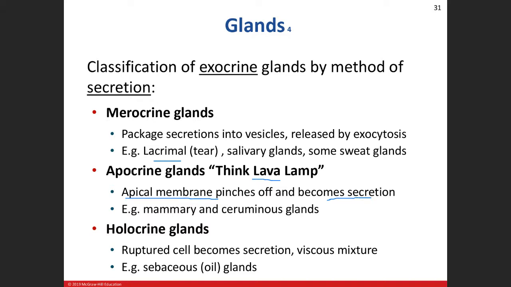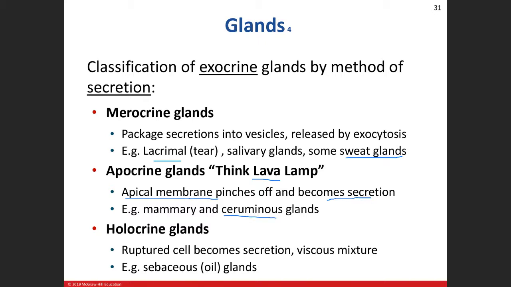I tell folks, if you think of merocrine glands like the sweat glands on your arm, when it gets hot and you start to get sweat pouring down on your face and your arms get sweaty, those are merocrine glands. The majority of the secretions from those types of glands are water. These types, the apocrine glands, are going to be a little bit thicker.